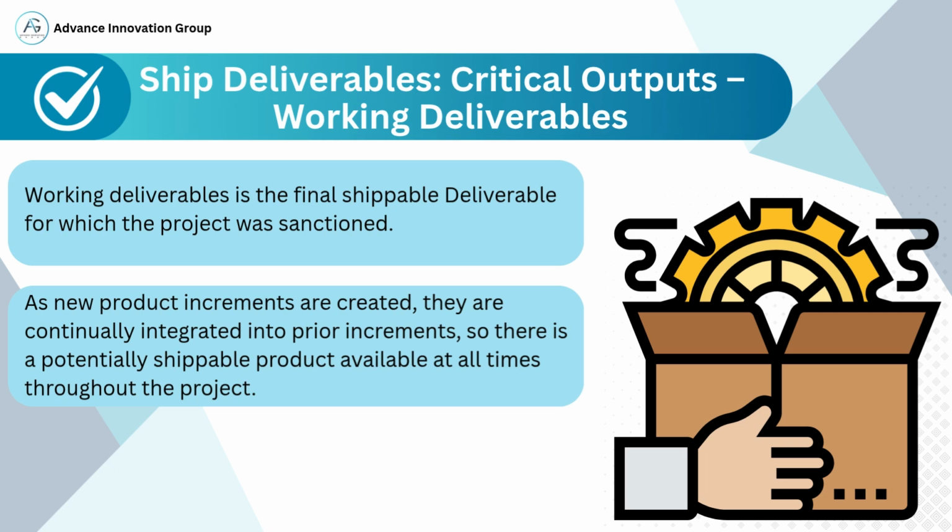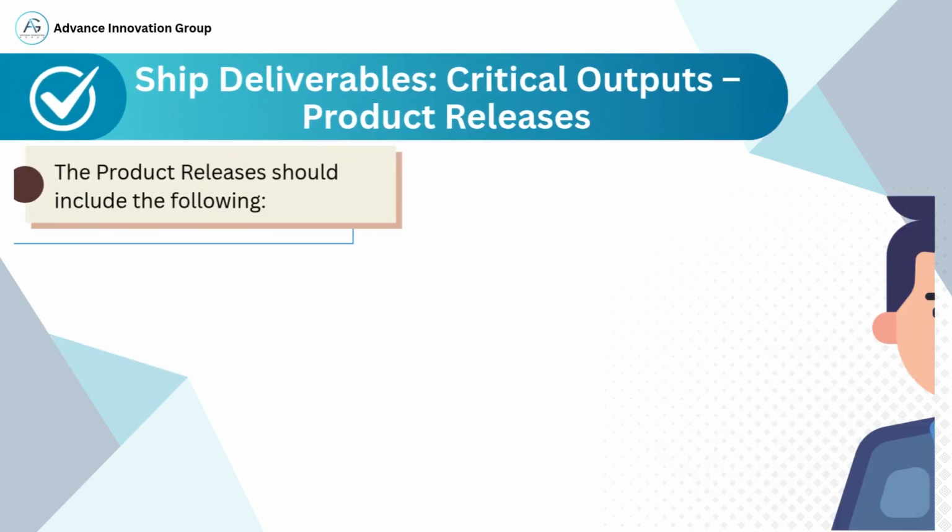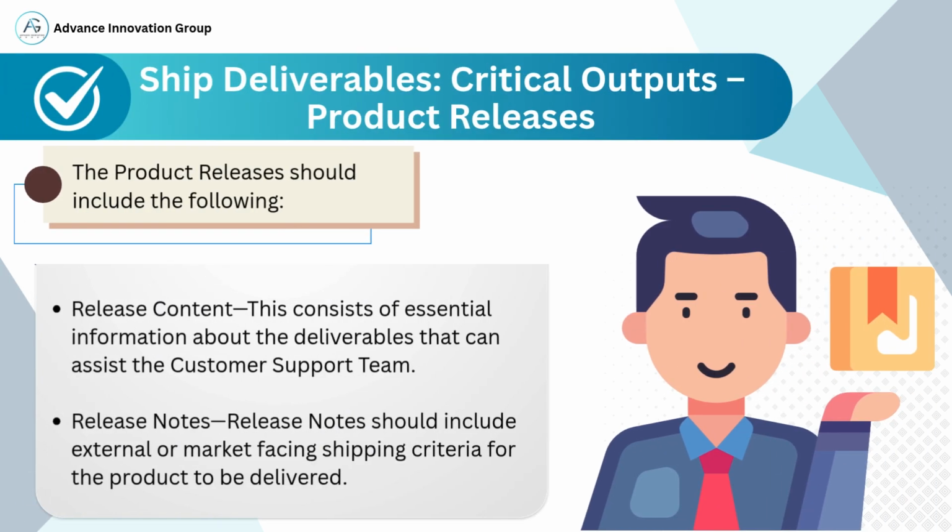The concept of potentially shippable product is key in agile delivery, ensuring continuous value generation and readiness to respond to market or stakeholder needs. In this slide, we're discussing another key output of the ship deliverables phase: product releases. A product release is more than just handing over the working software. It involves packaging the release with relevant documentation and support information to ensure a smooth transition for both the end user and the support teams.